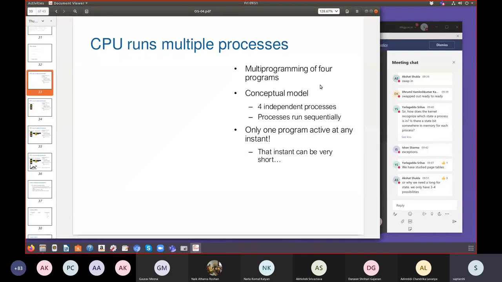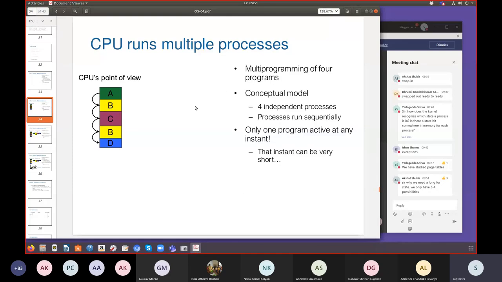Now, the main thing to understand here is that only one program is active at any instant, or only one process is active at any instant, though that instant can be very short. This is the point which I have been trying to make you understand since almost the beginning of this course. Remember that only one program is active at any instant.